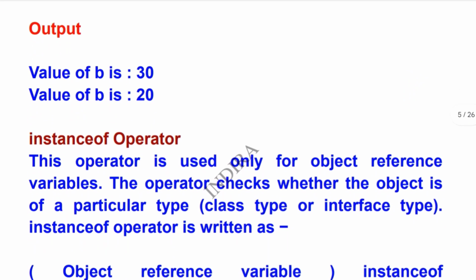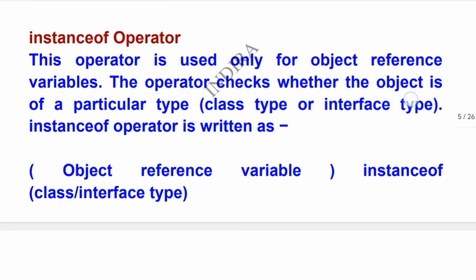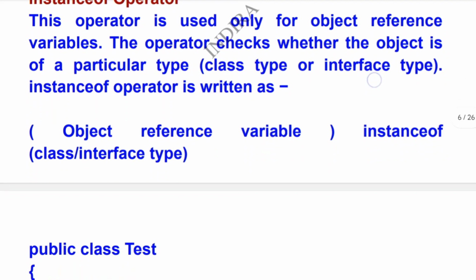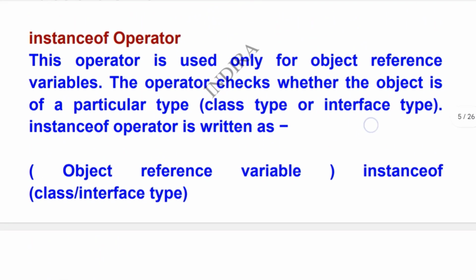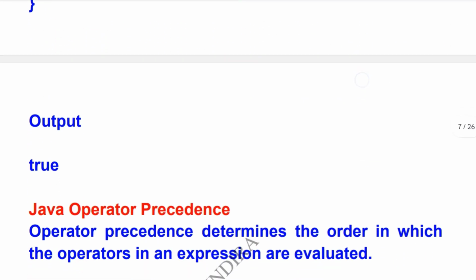Next, the instanceof operator. Coming to the definition of the instanceof operator, this operator is used only for object reference variables. The operator checks whether the object is of a particular type or another type. The instanceof operator refers to the variable type, whether it is class type, interface type or data type; whatever it is, it is checked by the instanceof operator. Here the syntax of the instanceof operator is given, with an example for that operator and the output of that example.